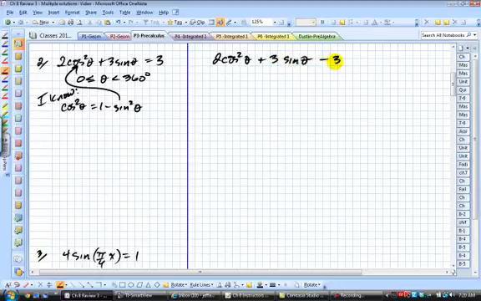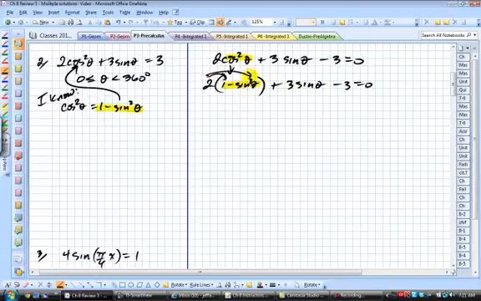I'm going to subtract 3 first. The reason why we do that is because it's quadratic and you always get them equal to 0. I'm going to substitute what I know of cosine squared theta here. I know that it's equal to 1 minus sine squared theta, so I substitute that in. 1 minus sine squared theta plus 3 sine theta minus 3 equals 0. What you saw in yellow here, those two things are equal. Just substitute it in and distribute through a couple times. You get 2 minus 2 sine squared theta plus 3 sine theta minus 3 equals 0.